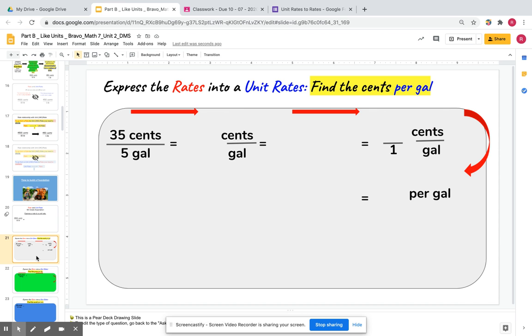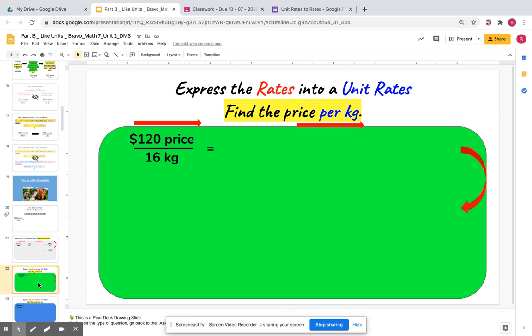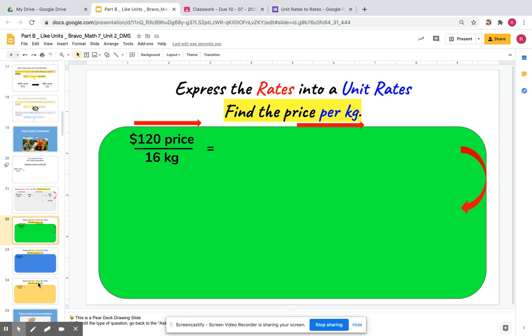I want to use this example to go over the steps to solving a unit rate, or converting a rate to a unit rate, because that's what we learned. We learned how to go from a rate to a unit rate. Okay, so observing this rate, we have the numbers 120 for money, 16 represents kilograms, or the weight of something. So that says you're paying $120 for 16 kilograms.